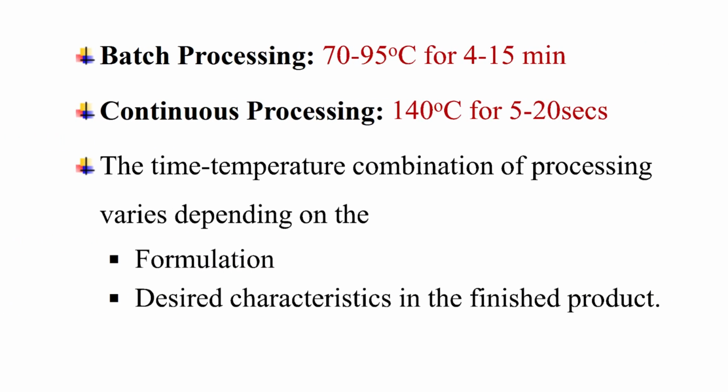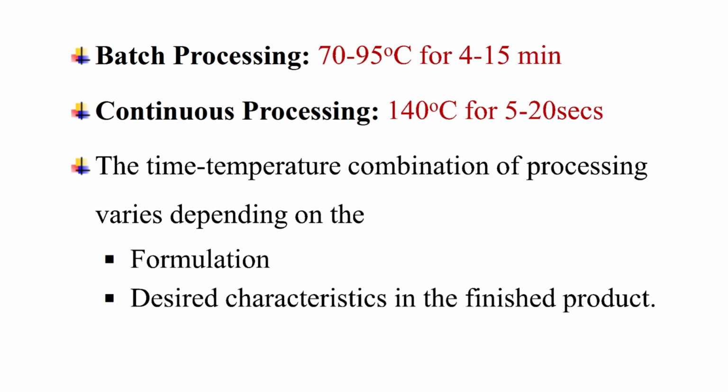There are two main processing methods. Batch processing occurs at 70 to 95 degrees Celsius for 4 to 15 minutes. Continuous processing uses a much higher temperature of 140 degrees Celsius for a very short time, 5 to 20 seconds. The specific time-temperature combination used depends on the formulation and the desired characteristics of the finished product.